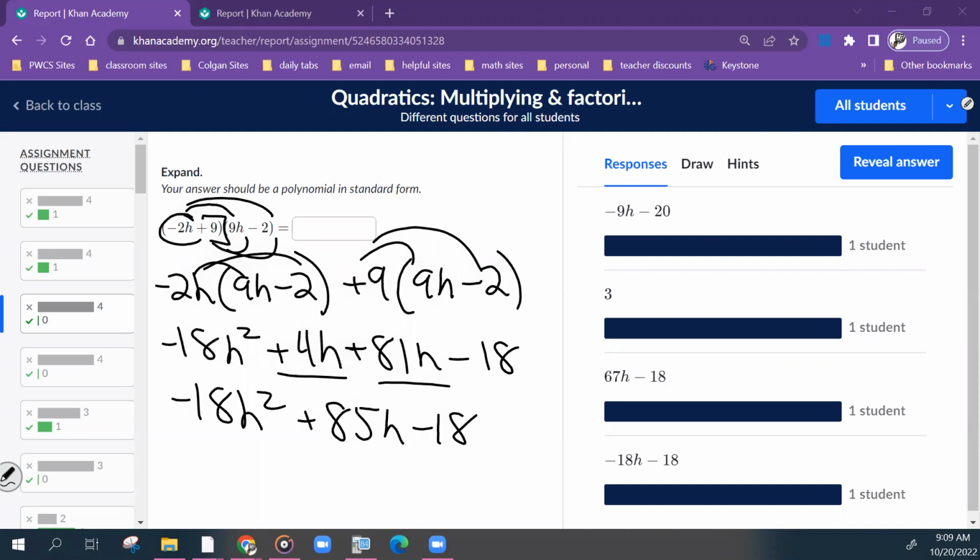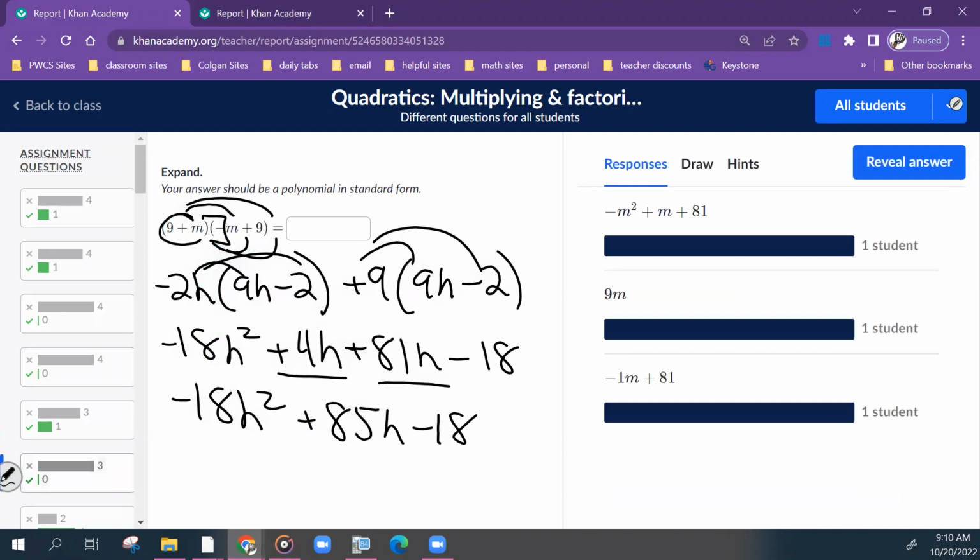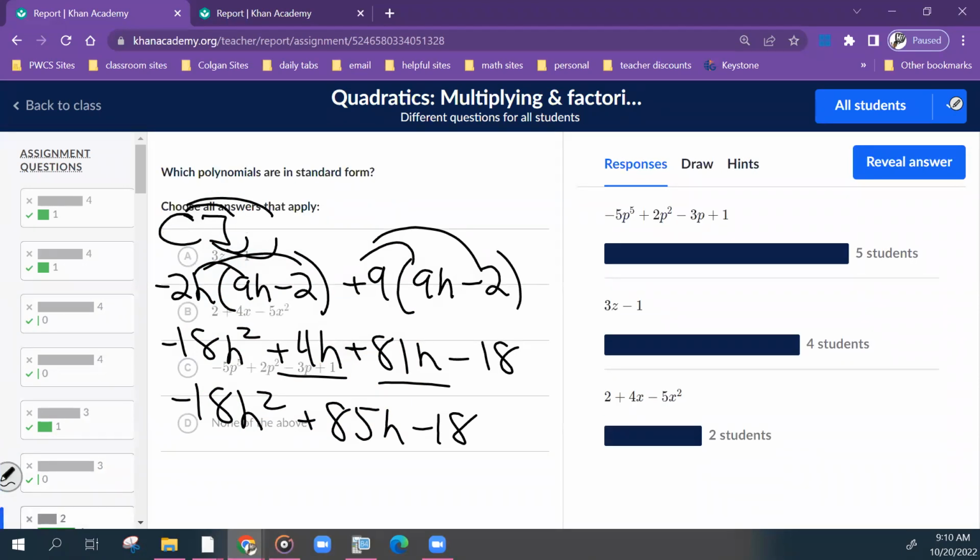There's another example in this where they're like colorful boxes. I can't show that because it has people's names on the sides. But you're doing this exact same thing, multiplying the two things together. If you had a question like this, where it asks which ones are in standard form, highest exponent first.